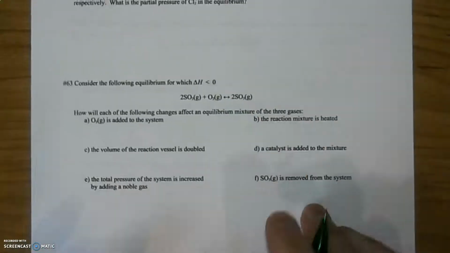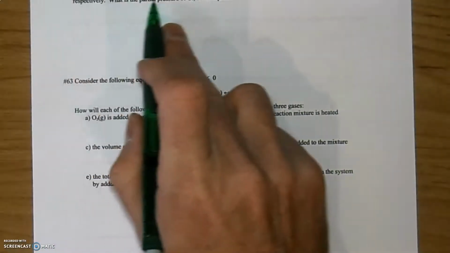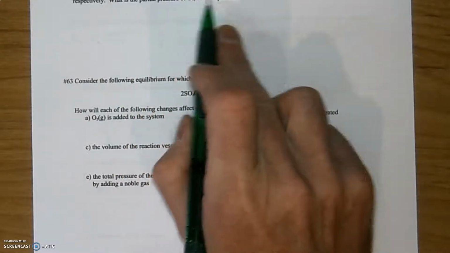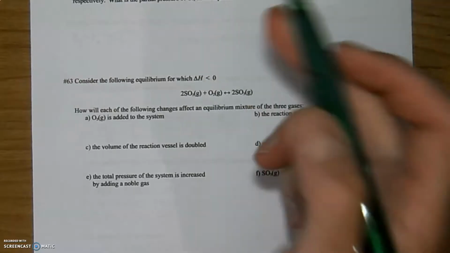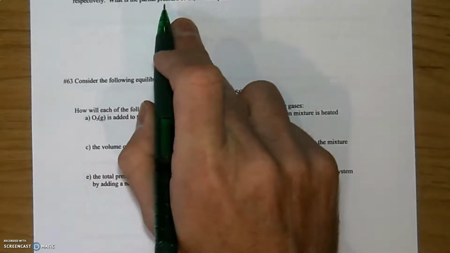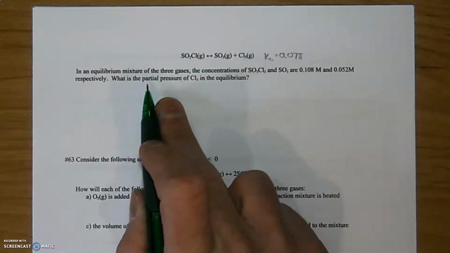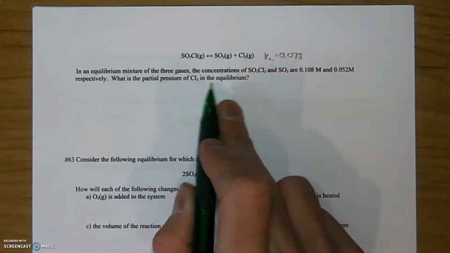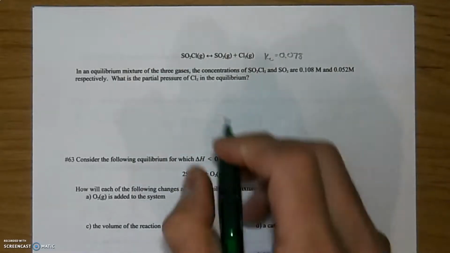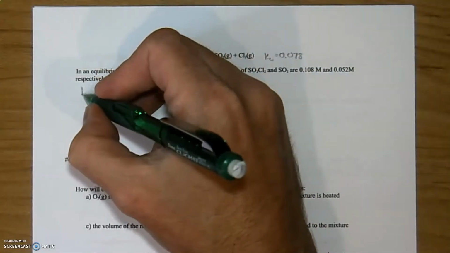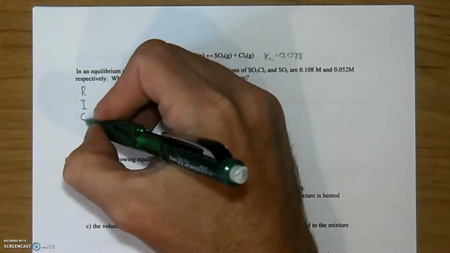0.078. So I have that value, and it says you have an equilibrium mixture of these three gases. The concentrations of these are given, respectively. What is the partial pressure of the chlorine in this mixture? Okay, so the easiest way to take a look at this one is first just to set up a RICE table.